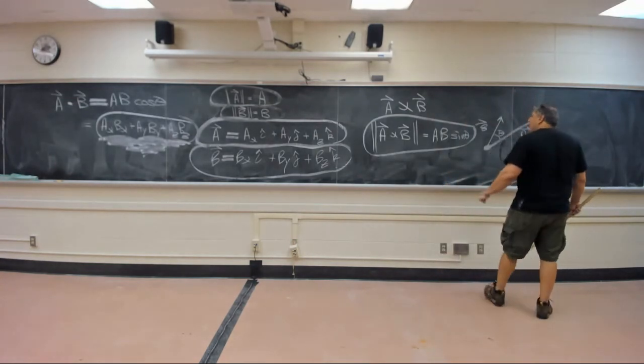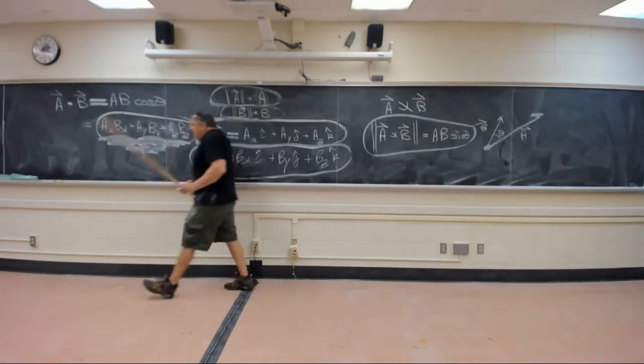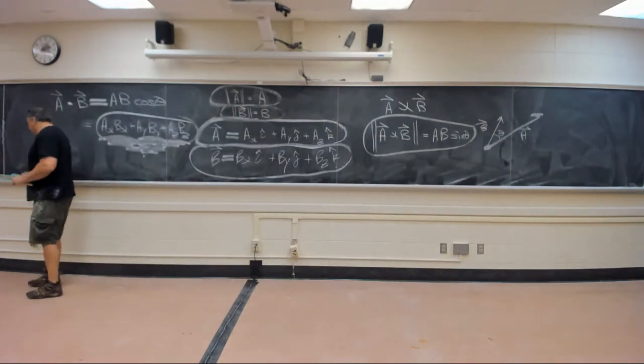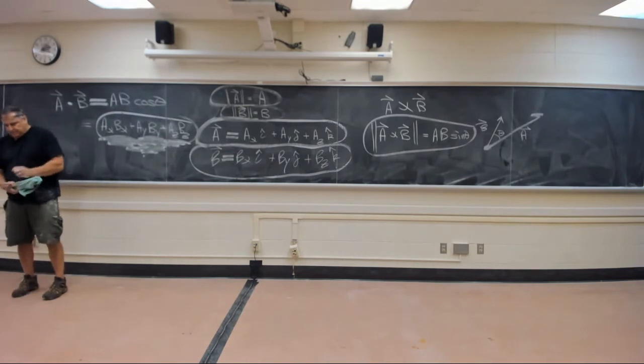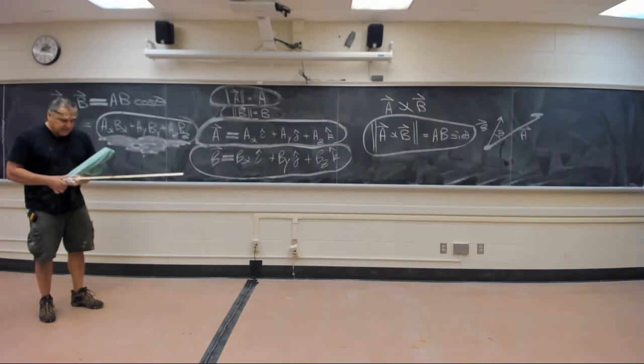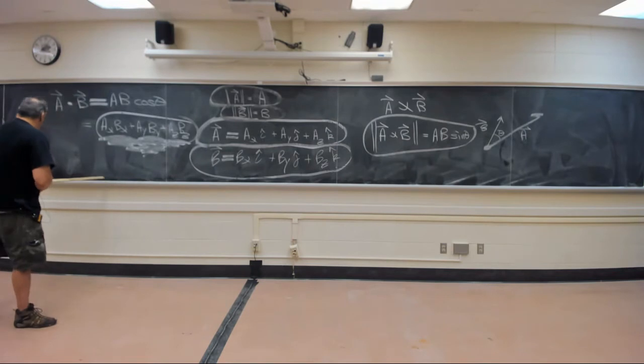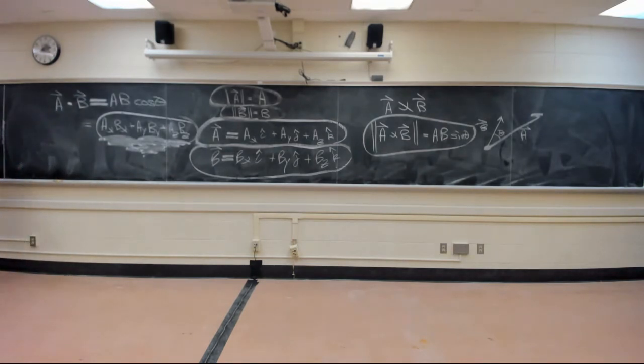So, basically, guys, I want to make this clear. If this is the A vector, what's in my hand, and this is the B vector, if I'm going to cross this, I use my right hand, fingers curl, roll, and my thumb comes right out that way.